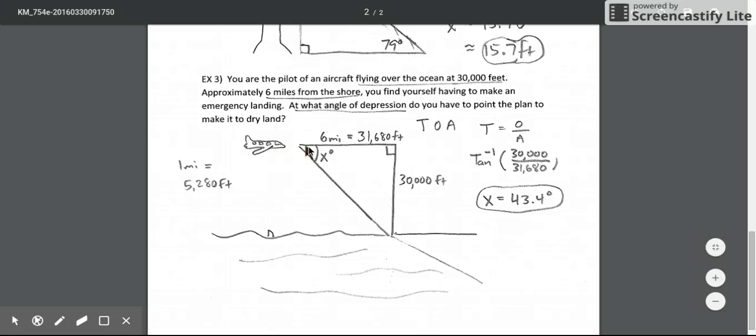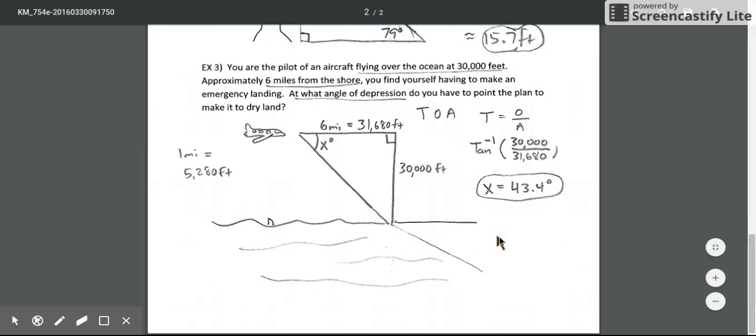So in order to travel 6 miles horizontally and drop 30,000 feet vertically, I need to tip the nose of my plane down at least 43.4 degrees. If I do any less, I may overshoot my airport. If I do it any more, I might crash into the ocean. So we're going to try and do about 43.4 so that we can make it just to the shore and hopefully make a safe landing for all of our passengers.